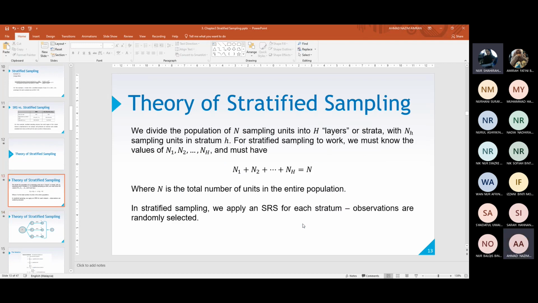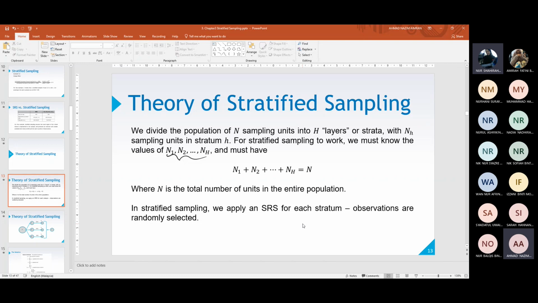Right, this one. For stratified sampling to work, we must know the values of N1, N2 until NH. In the previous example, we already know the population size of what are they? Northeast, North Central, South, and West. We already know this value in our previous example. And the total population should be the summation of the population size for each stratum, right?